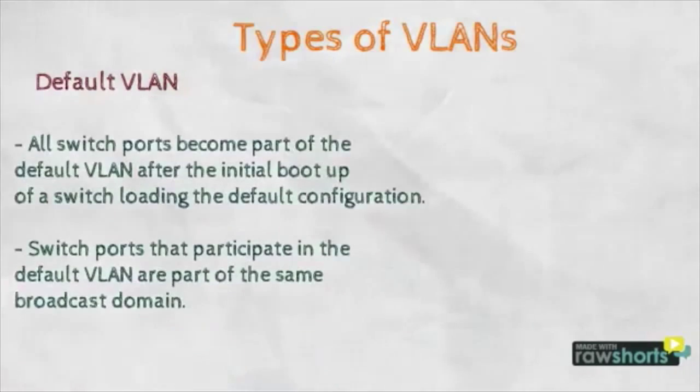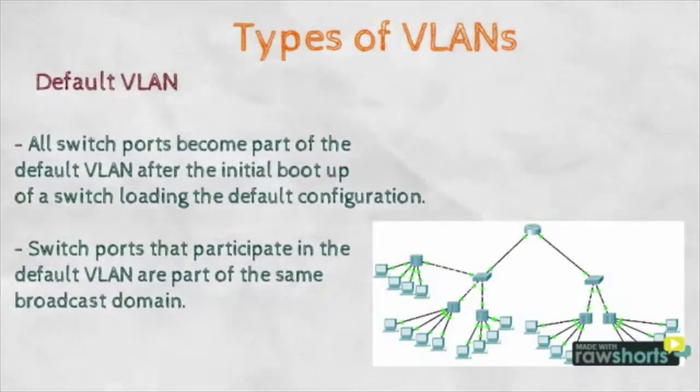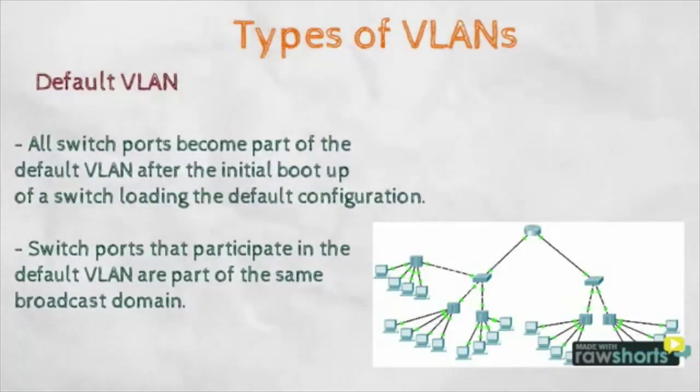Default VLAN. All switch ports become part of this default VLAN after the initial boot of a switch loading the default configuration. Switch ports that participate in the default VLAN are part of the same broadcast domain. This allows any device connected to any switch port to communicate with devices on other switch ports. The default VLAN for Cisco switches is VLAN 1.